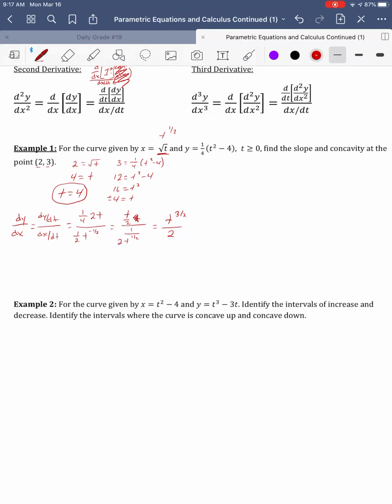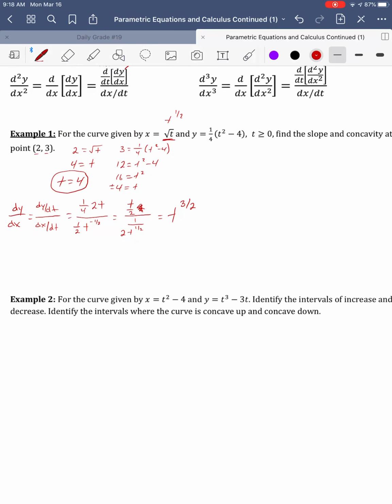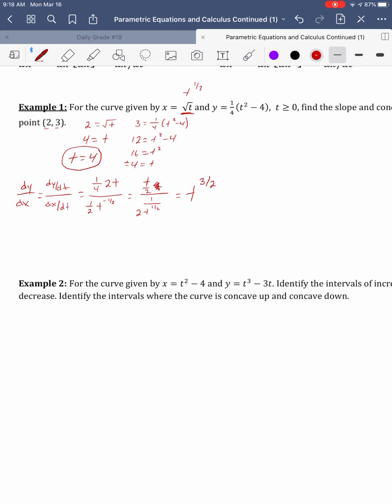Wait, that was 2 as well. So it's just t to the 3/2. I'm going to make some mistakes the next few weeks, and there's no way for me to go backwards. I'm sorry. It's going to happen. All right, so my first derivative is t to the 3/2.